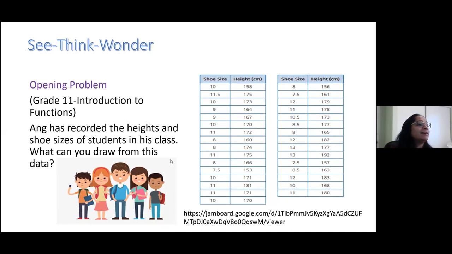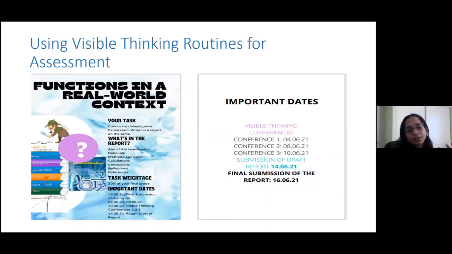Like if you see that a higher shoe size means a taller person, but that's not always the case. As they explore further and wonder how somebody with shoe size 8 can have a height of 160 and shoe size 8 can also have a height of 174, this is where you understand that perhaps it's not really a function. And that's where they start to appreciate and understand the connection that math has with real life.